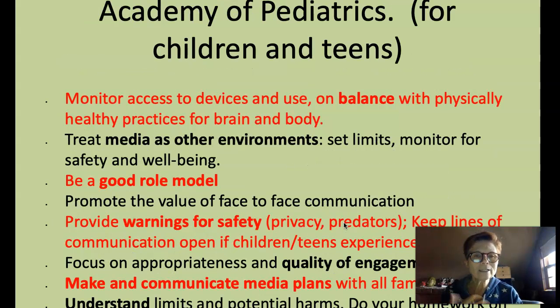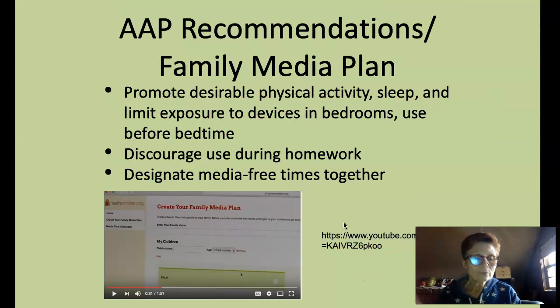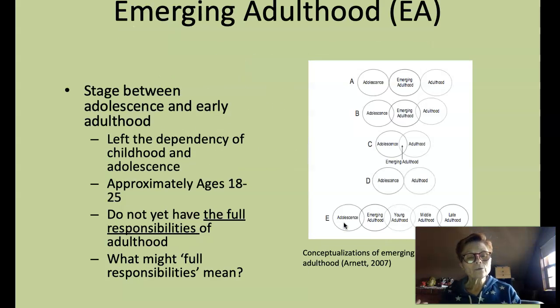And we have our recommendations from the American Academy of Pediatrics. And again, these are very broadly applied to children in elementary age on up through teens. And the use of the American Academy of Pediatrics Family Media Plan for guidelines, collective guidelines that parents and their children or teens can do together to identify what is a healthy way for children to spend time with their screens. Now we enter into emerging adulthood.